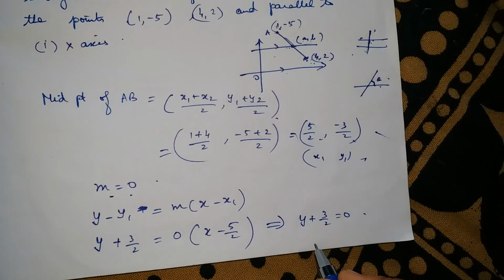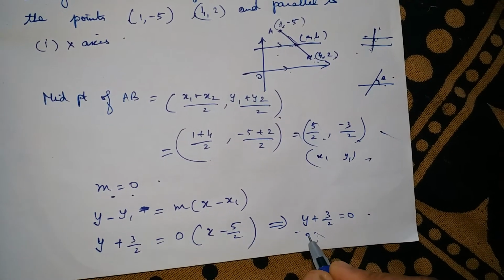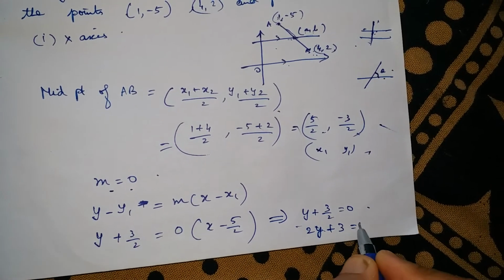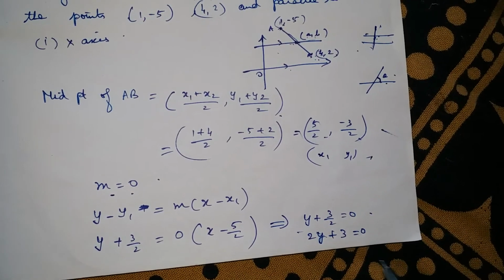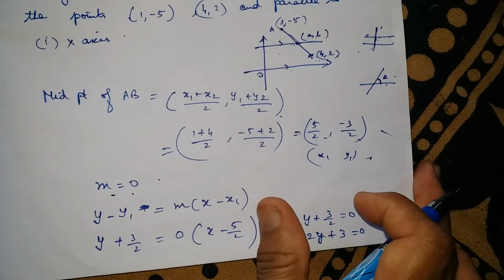So you have to write it in a proper format. Take LCM, so 2y plus 3 is equal to 0. The 2 will go to the other side, and 0 stays 0. So your equation is 2y plus 3 is equal to 0.